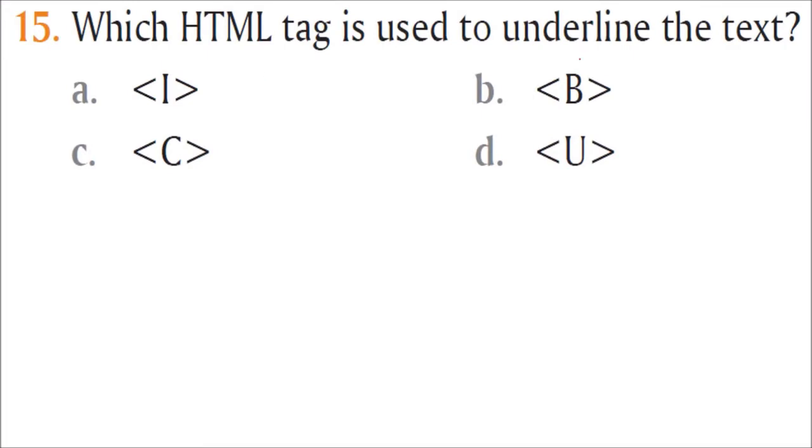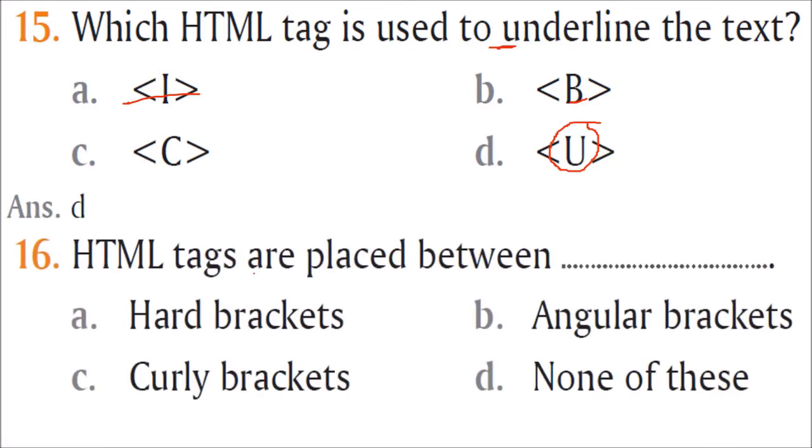Which HTML tag is used to underline the text? U for underline, B for bold, I for italic. D is the answer. HTML tags are placed between, what are these? The answer lies here only. Lies between angular brackets. The answer is B.